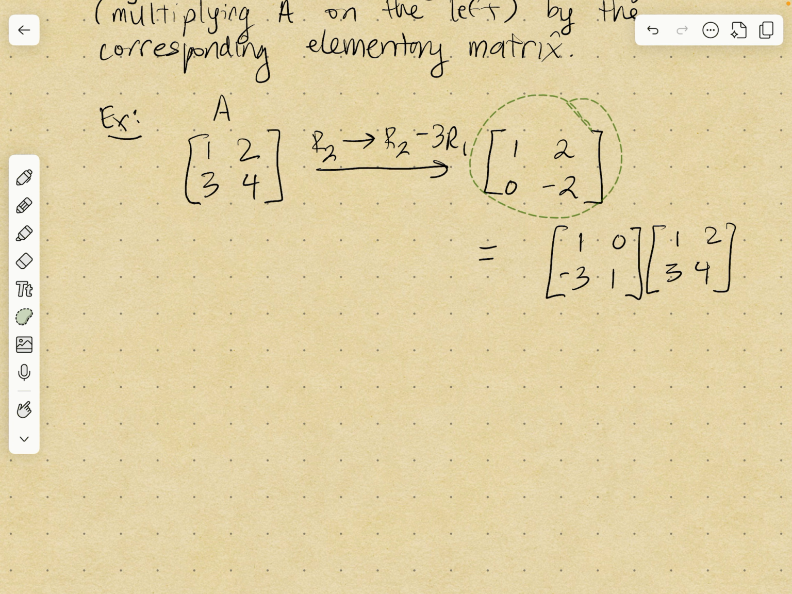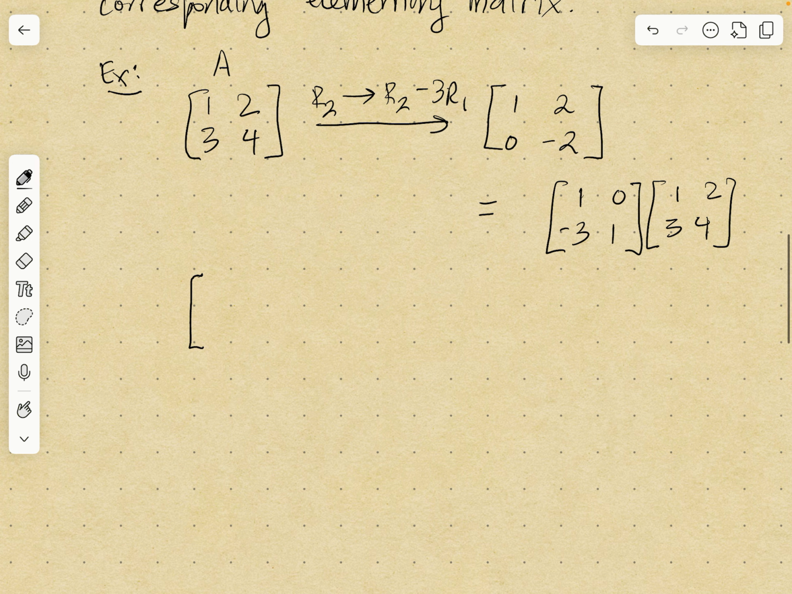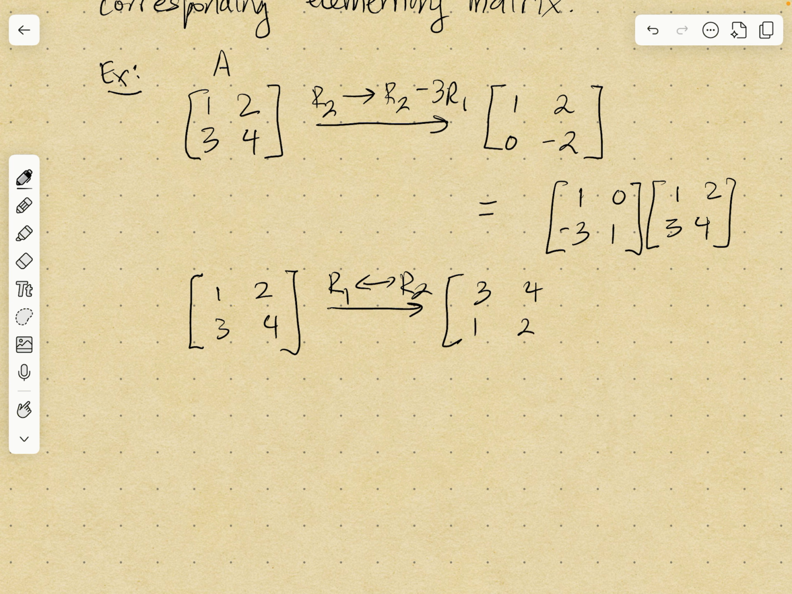So that's the type 3 row operation. Let's do type 1 and type 2, to verify that the theorem is true in this particular instance for this particular matrix. For instance, let's take A again and swap rows 1 and 2. If you do that, you're going to get this matrix 3, 4, 1, 2.